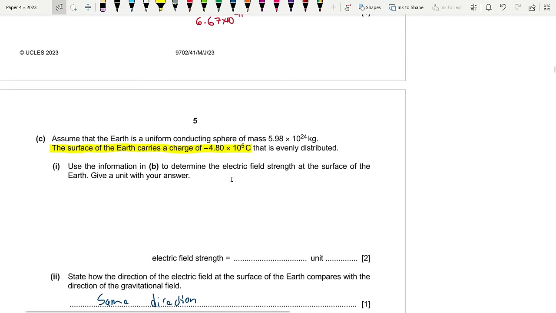I haven't done this part. Assume that the Earth is a uniform conducting sphere of mass this. The surface of the Earth carries a charge of minus 4.80 into 10 power 5 coulombs that is evenly distributed. Use the information in B to determine the electric field strength at the surface of the Earth. Give a unit with your answer.